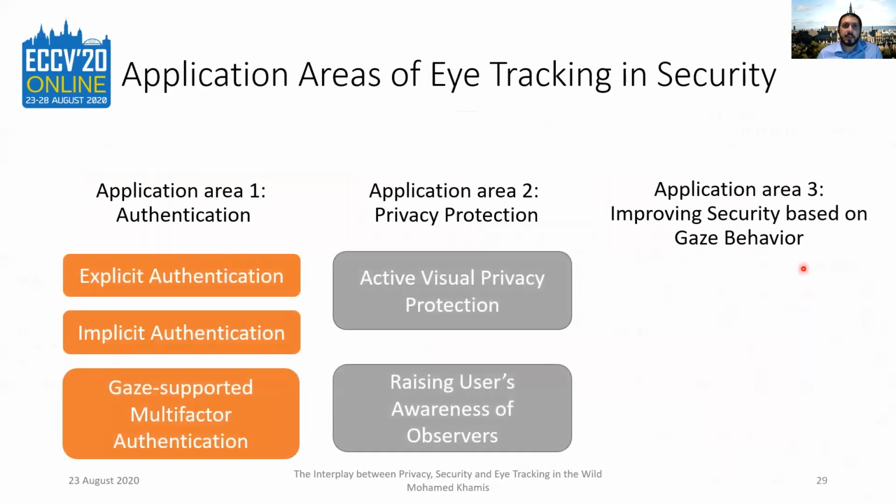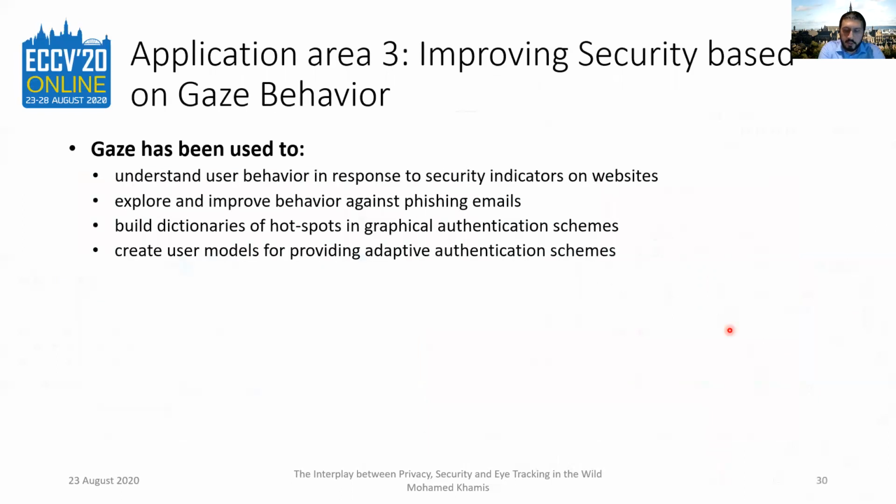And the last category is improving security based on gaze behavior. What I mean by this is actually just tracking the user's eye gaze behavior. You can understand things about their response to security indicators on websites. You can spot if they have looked at the URLs or the senders of emails before opening them, and this could help you in detecting phishing attacks, for example, or warning people about phishing attacks.